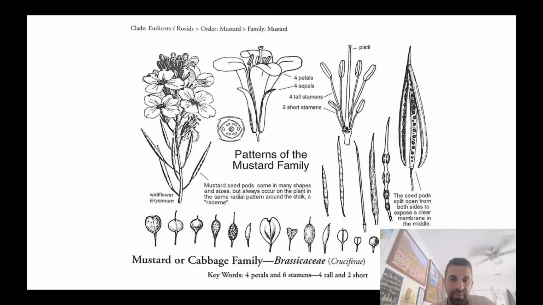Okay, not just the carrot, not just the flower, but the inflorescence. Okay, so moving on, let's look at some plant families. All right, let's start with the mustard family. This is from Botany in a Day.